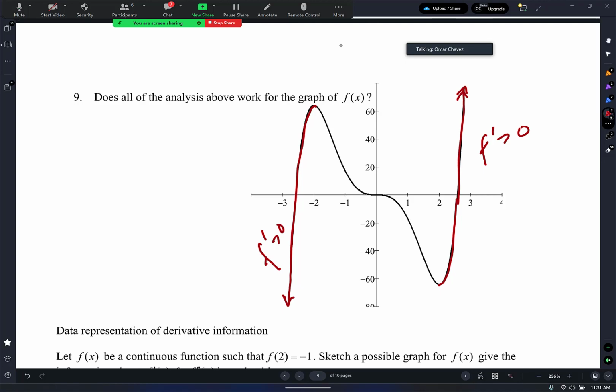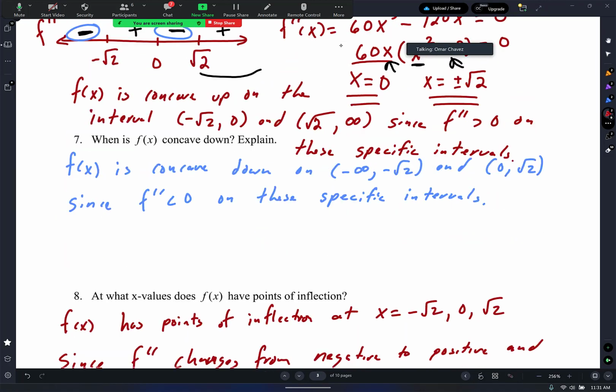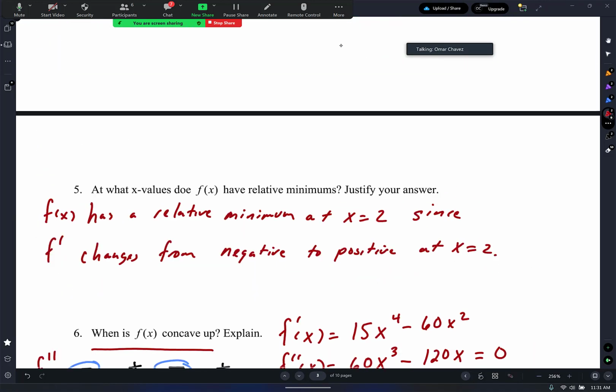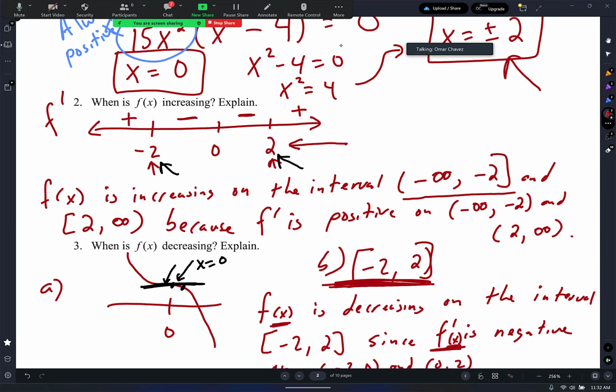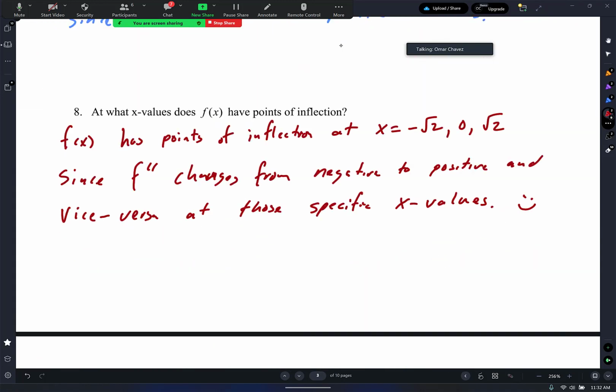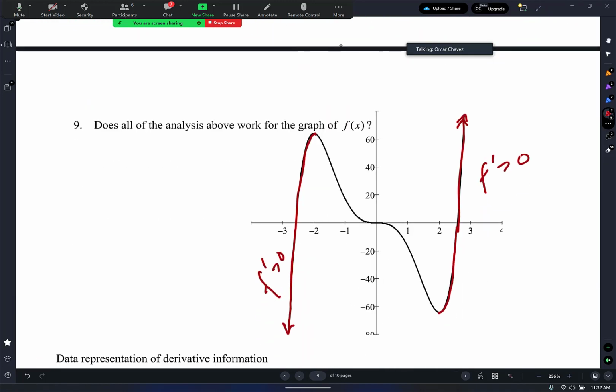So let's go back, and I'm going to look at my little sign here and see if f prime is positive on those. Oh, we have to go way back. f prime is positive from negative infinity to negative 2 and 2 to infinity. And look at that. All the way to negative 2 and 2 to infinity. Cool, right? Now look, let's look at the concavity.